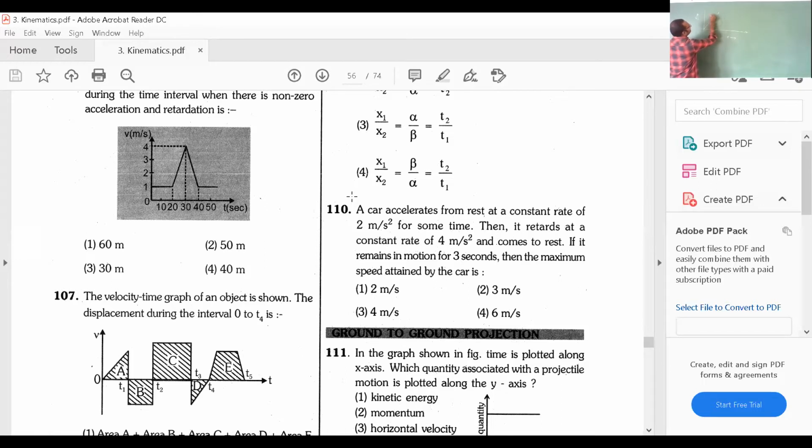Then thereafter, after reaching its maximum velocity, V maximum, it starts deaccelerating, means its velocity decreases now. But the deacceleration, how much is it now here? It is 4 meter per second square. This is the deacceleration because velocity is decreasing. Yes, it is retardation. What they are saying is that this total time is 3 seconds. Then the question is, what is the maximum speed it will attain?